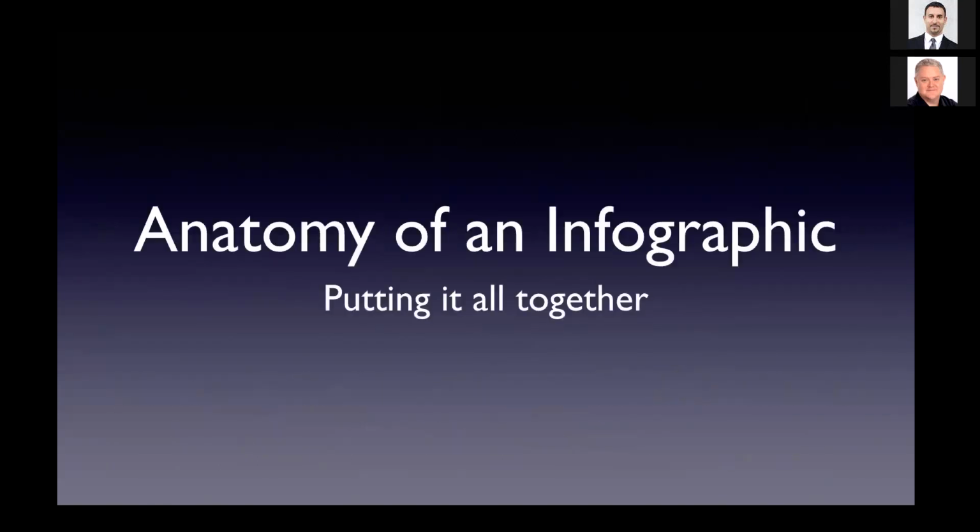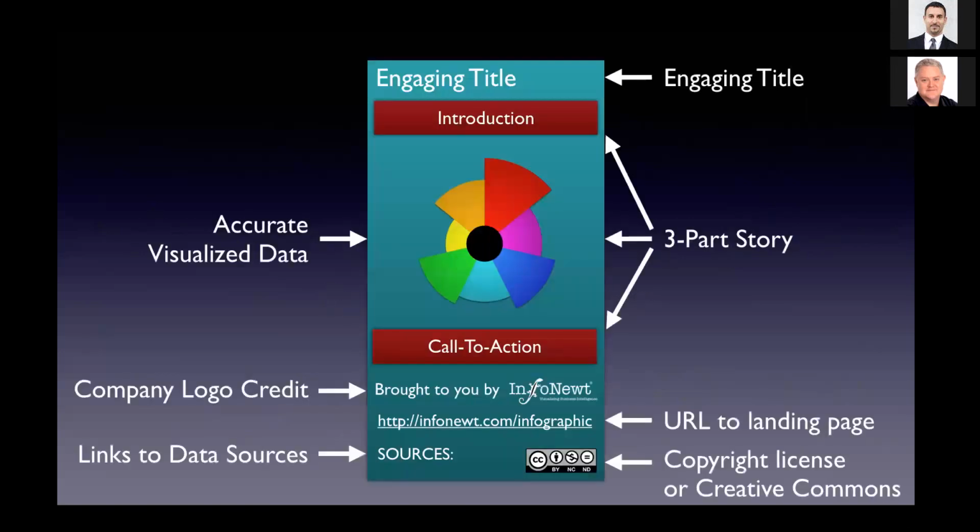So we talk about like the anatomy of an infographic. No matter where you design it, no matter what design tool you're using, we want to put all these tips together and show how they all fit together. So this is basically the outline of a standard infographic, no matter what the topic is, no matter what the data is. You want to start with some sort of engaging title. You see the three-part story that has some sort of introduction, the main visual focus, which is your insight or data point that you're trying to communicate, some sort of conclusion or call to action.